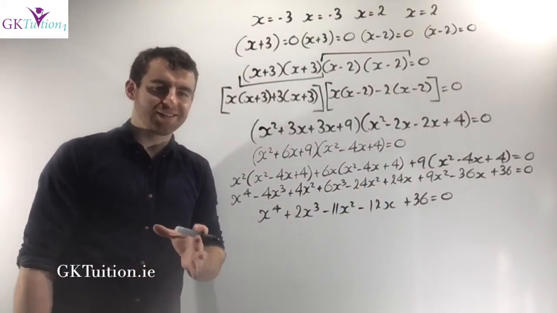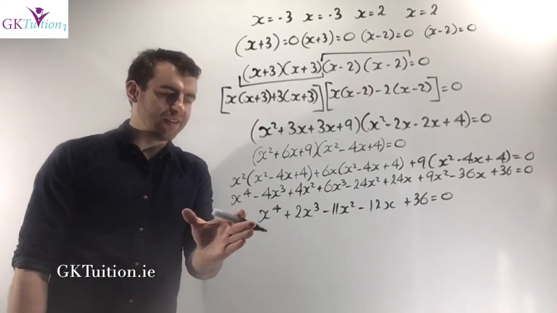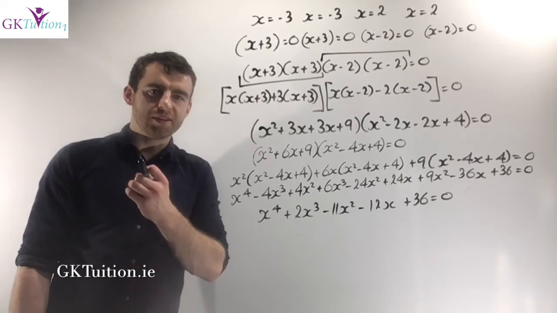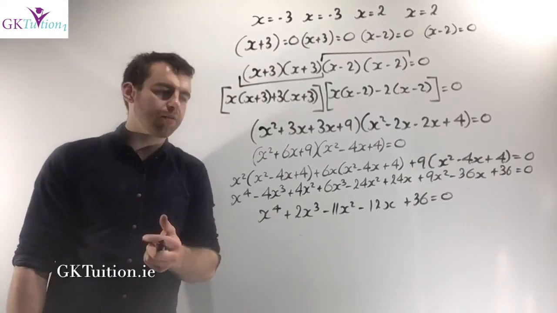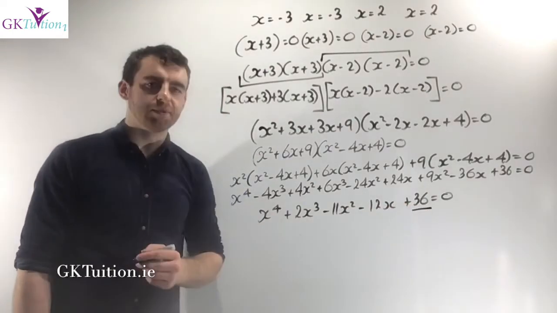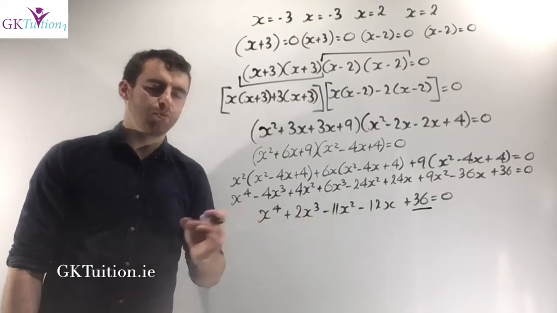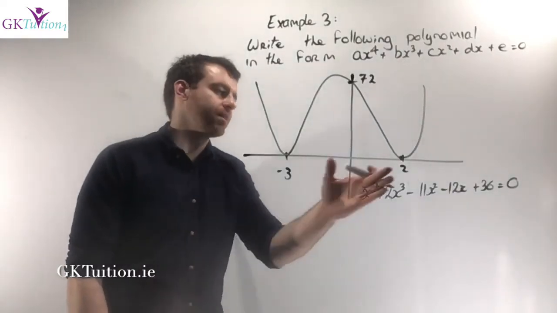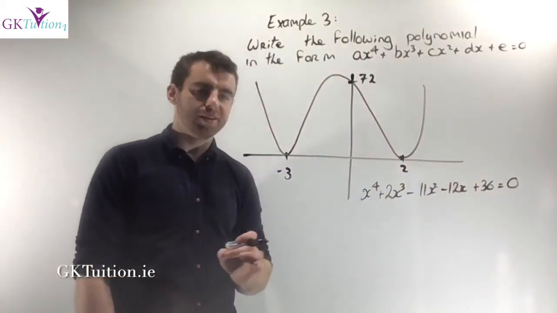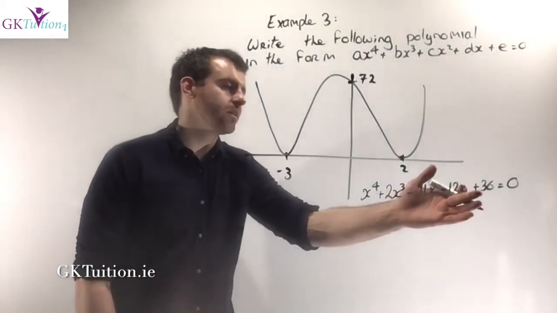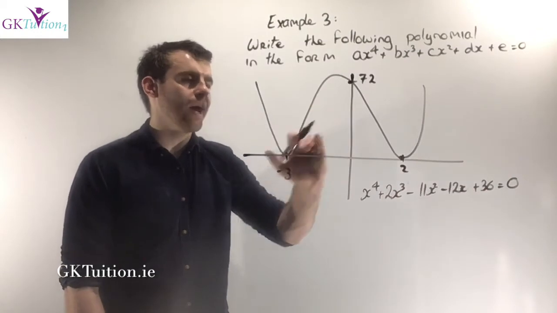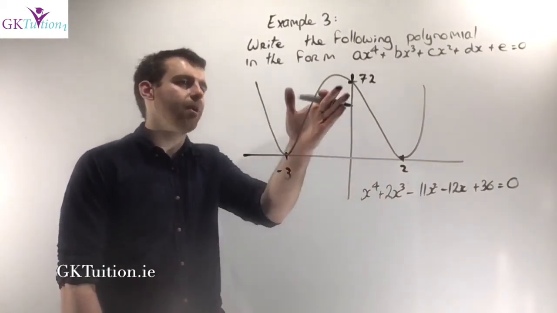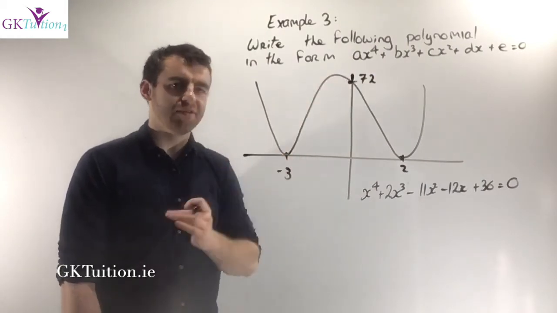That doesn't necessarily mean that this polynomial matches the graph I've been given. So now I need to go back to my graph and look at the shape of the graph and look at the y-intercept of the graph and see does it match up with what I've worked out. However, the problem lies in the fact that the number at the end of this polynomial is 36. That implies that this polynomial intercepts the y-axis at 36. From my diagram, it is clear to see that our polynomial intersects at 72.